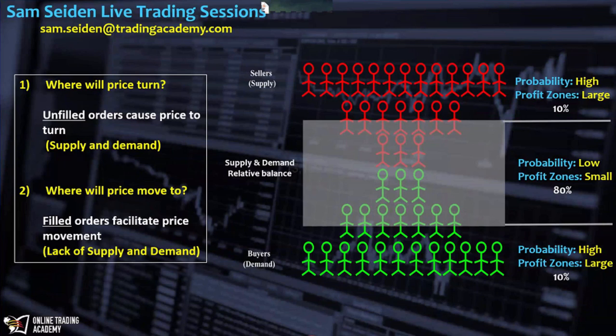So we realize that unfilled orders, supply and demand, cause prices to turn. So we can identify those areas. Question number two, where will prices move to? Once prices turn, where will they go? Filled orders facilitate price movement. So unfilled orders cause prices to turn. Filled orders facilitate price movement. When we say filled orders, we're talking about a lack of supply and demand. Remember, supply and demand are unfilled orders. Everybody understand that? Any questions on that basic concept?